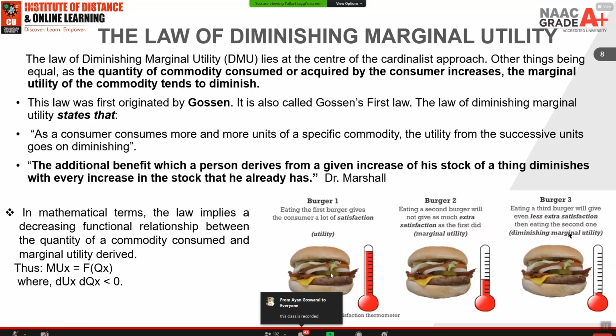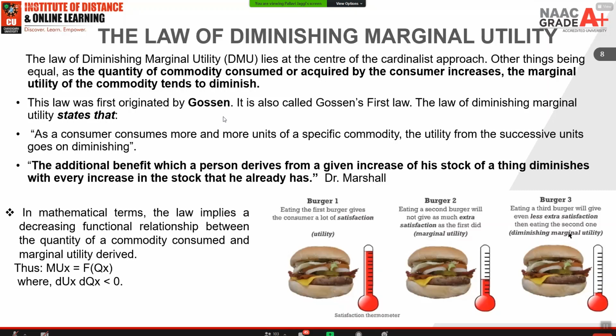You can see from this diagram that when you are hungry, you are eating a burger. Eating the first burger gives you a lot of satisfaction. The satisfaction level is very high. But when you are consuming the second burger, it will not give as much extra satisfaction as the first did. This is the marginal utility, the additional satisfaction, we are talking about. But when we consume the third burger, it will give even less extra satisfaction than eating the second one. So the satisfaction is diminishing. This is what we call the law of diminishing marginal utility. Under this, the satisfaction level of the consumer is decreasing.